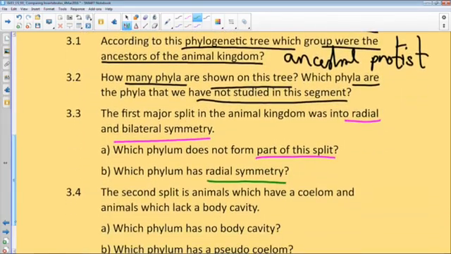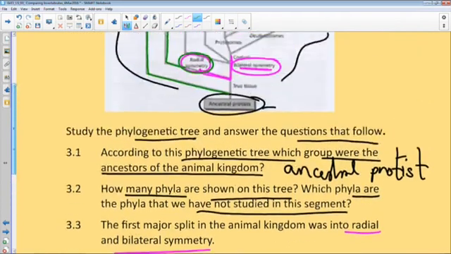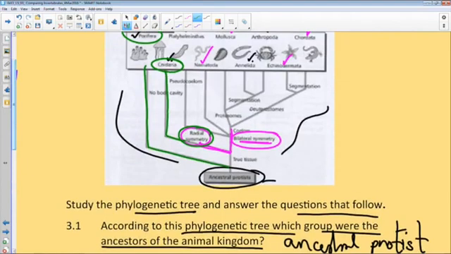The second split is animals which have a coelom and animals which lack a body cavity. Which phylum has no body cavity? So let's go back to this diagram, and here we're looking at coelom and no coelom. So here we find the development of coelom. If we go down this way, these are the organisms that lack a body cavity.